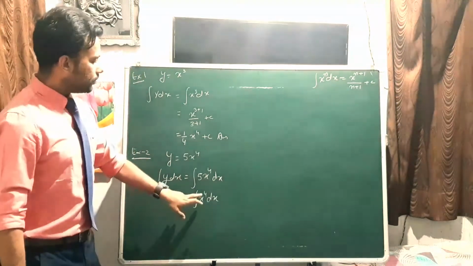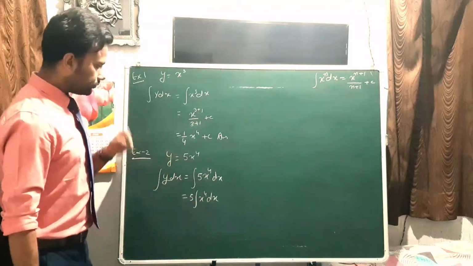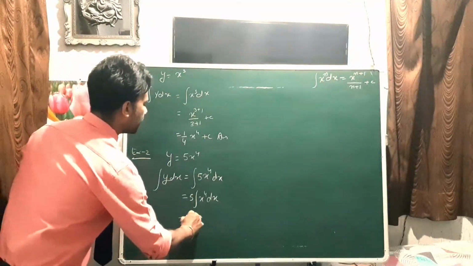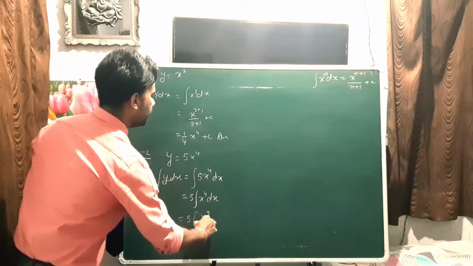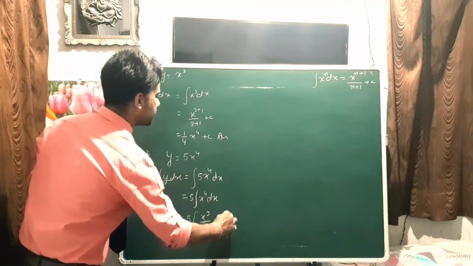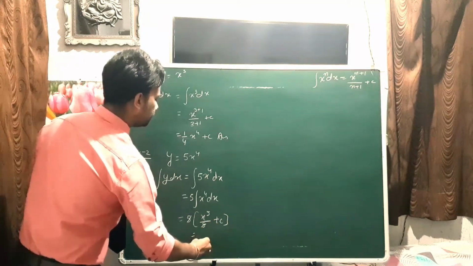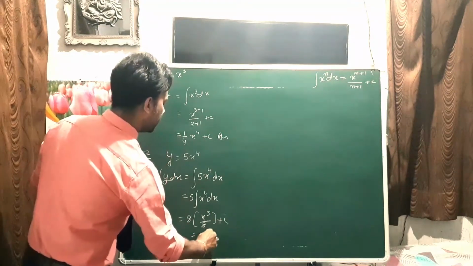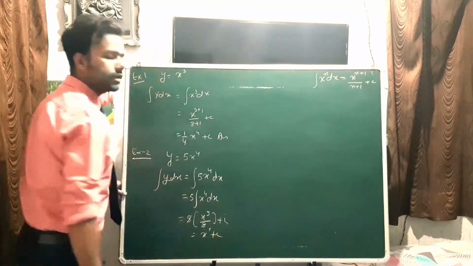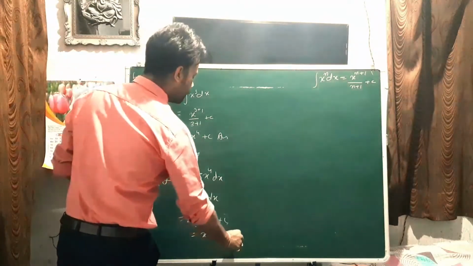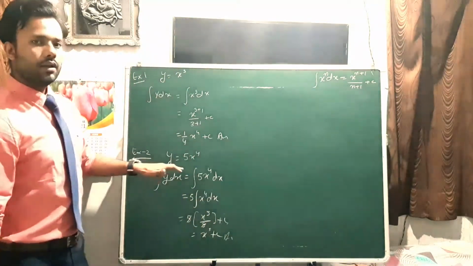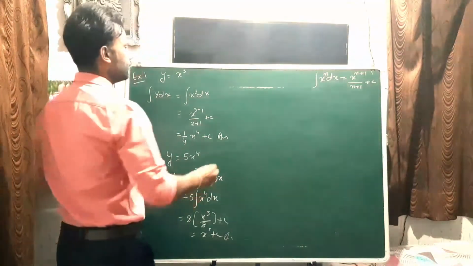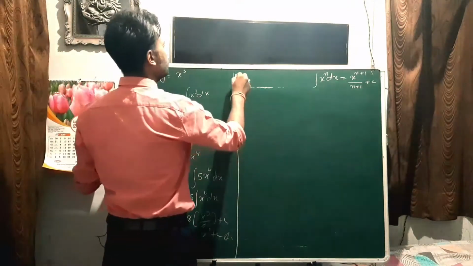Now in this example we have n equals 4. The formula is x to the power n plus 1 upon n plus 1. So what will it become? It will become 5 x to the power 5 upon 5 plus c, which gives x to the power 5 plus c. So that will be the answer. So these two examples have only a single function. If two functions are in addition or subtraction, then let's take one more example.